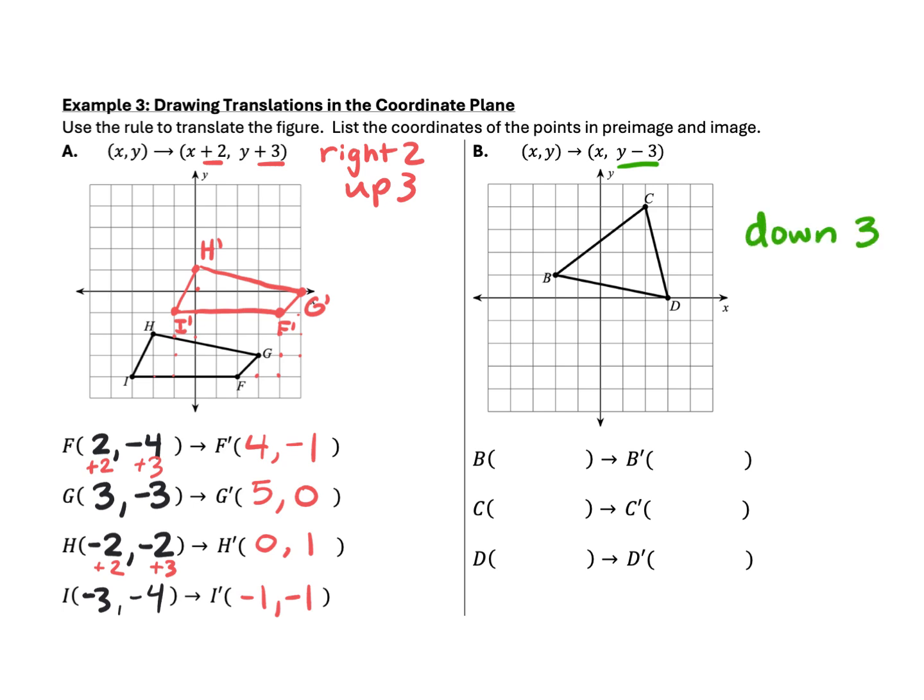I'm going to start by listing the coordinates of the pre-image. Notice that B is on the left of the y-axis, so I'm at -2 right there for x, +1 for y. C, we're at 2, 4, and D, 3, 0. Then, applying that rule, our x's are going to stay the same, and the y is going to go down by 3. That brings us to -2, -2, 2, 1, and 3, negative 3.